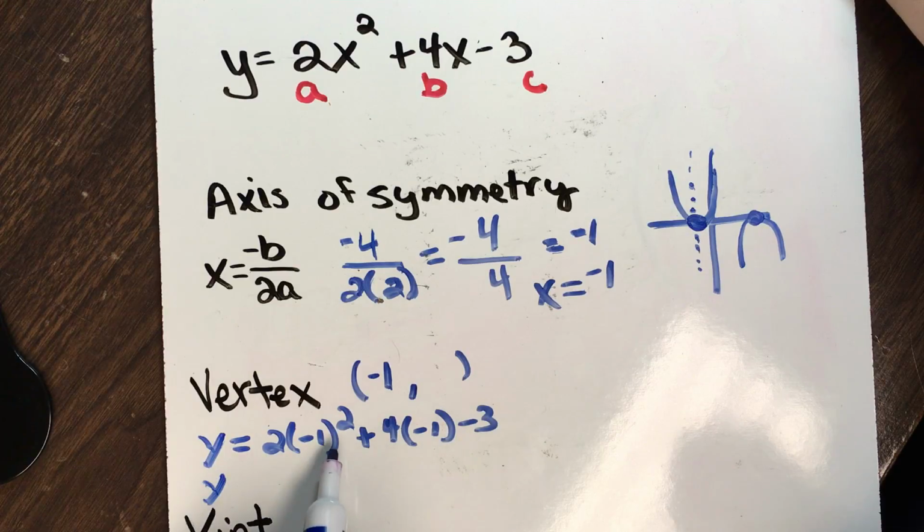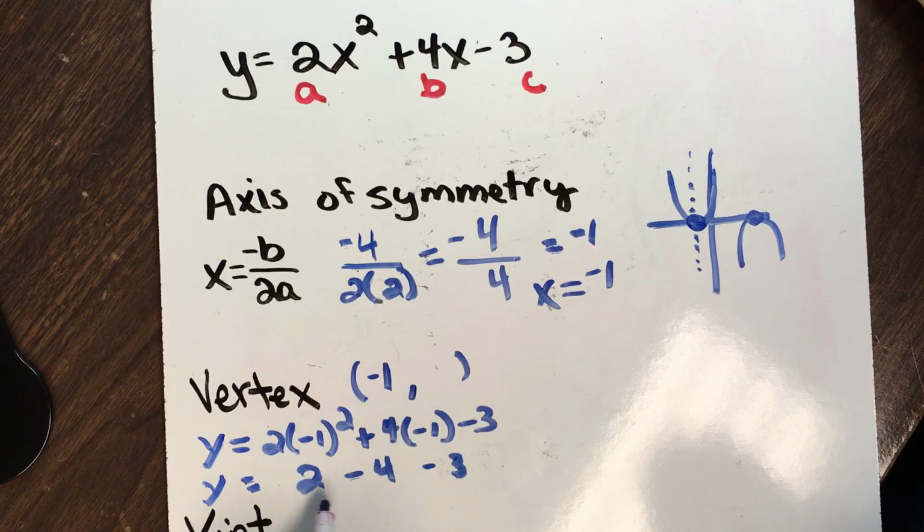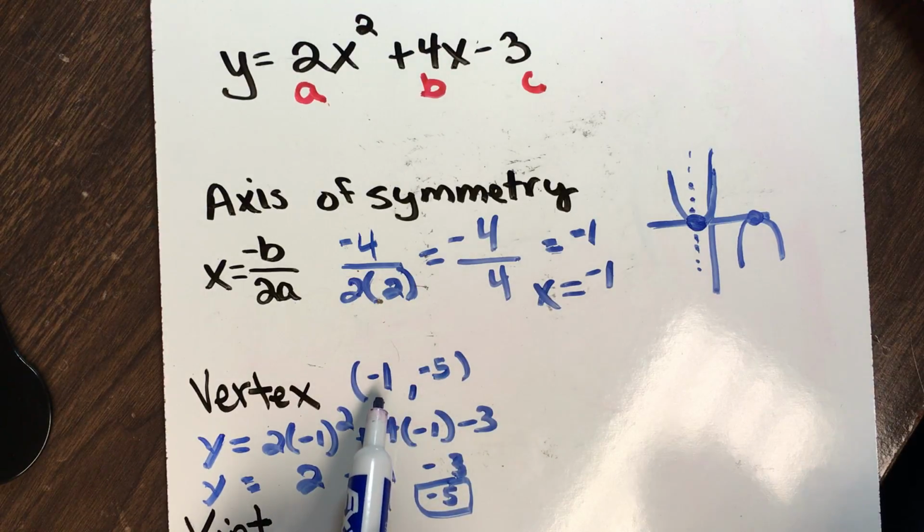We have negative 1 squared is 1, times 2 is 2. 4 times a negative 1 is negative 4, and then we have negative 3, or subtract 3 on the end. So we have 2 minus 4 is negative 2, minus 3 more is negative 5. So our answer is negative 5. So we have our vertex is at negative 1 and negative 5.